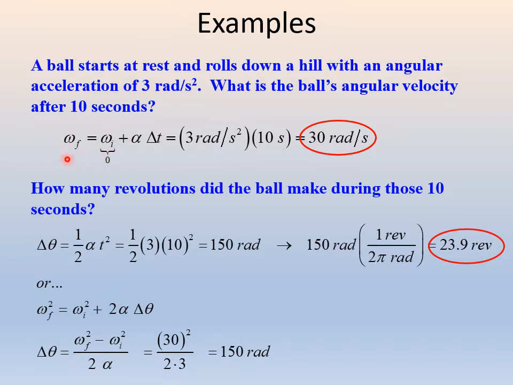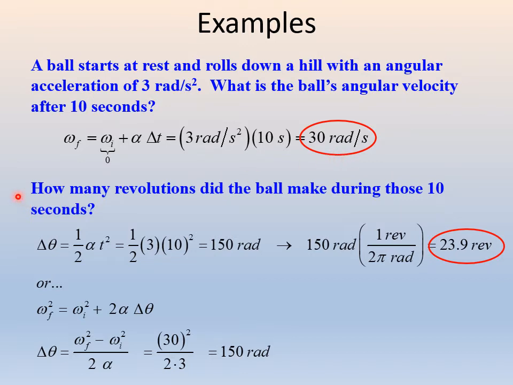So this is our equation here. The final omega is equal to alpha times time. So we have 3 radians per second squared times 10 seconds, and that gives us our answer of 30 radians per second. There's the final speed.